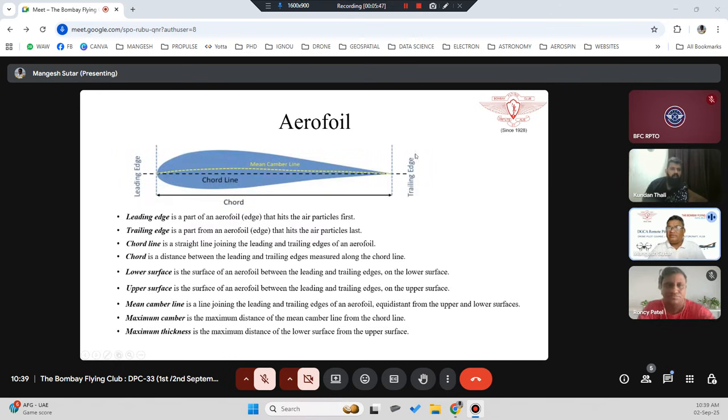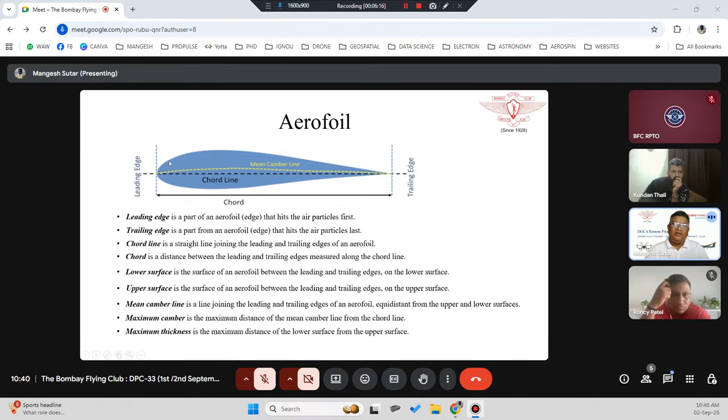So again the same airfoil concept comes here because we are using the fixed wing. Okay, so leading edge, trailing edge, chord line, camber line. Camber line is nothing but an additional line which is equidistant from the upper surface as well as the lower surface. The chord line is a straight line from leading edge to trailing edge, whereas the camber line is a line equidistant from the upper surface and the lower surface at any given point in time.